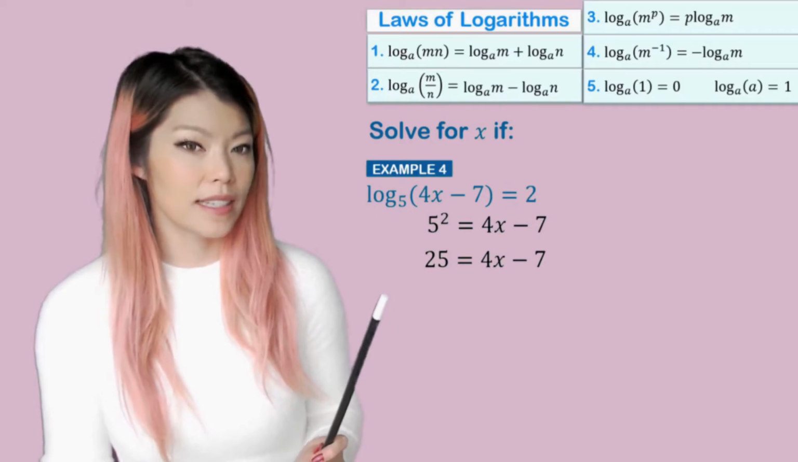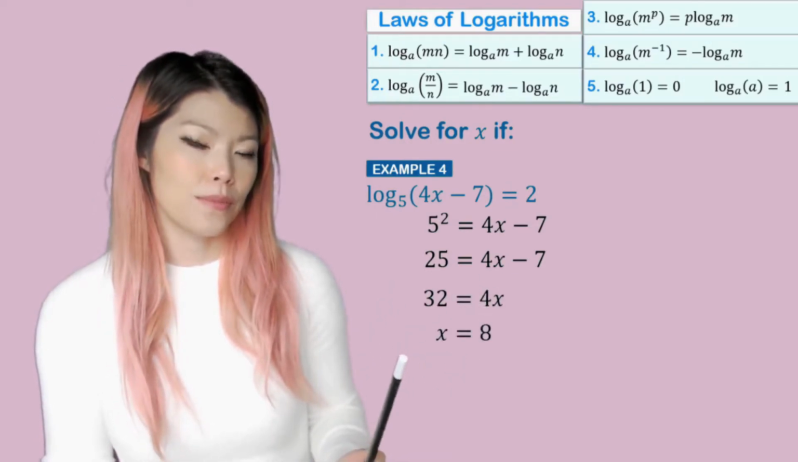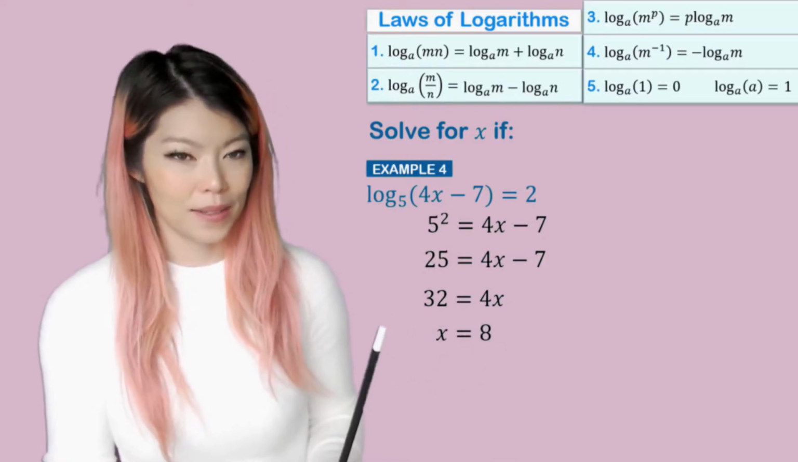So now we add 7 to both sides. 25 plus 7 is 32. And then how do we get rid of the 4? Divide both sides by 4 and we have x equals 8.